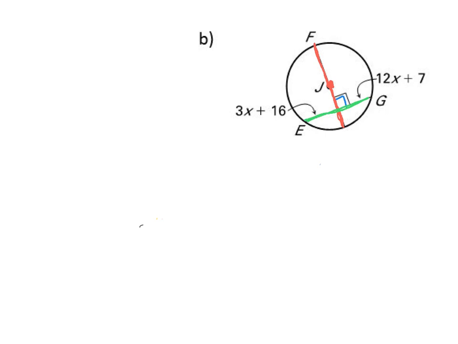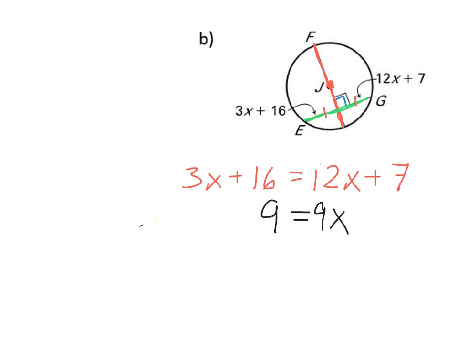that since that diameter's perpendicular to that chord, the perpendicular chord bisector theorem tells me that it has to be cut in half. All right. So immediately I know that 3x plus 16 is going to be equal to 12x plus 7. Then we can solve from there. So it looks like I end up with 9x equals 9, so obviously x equals 1.